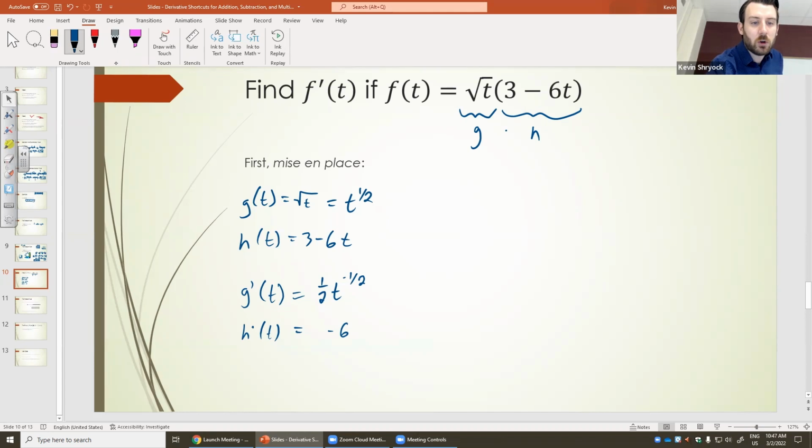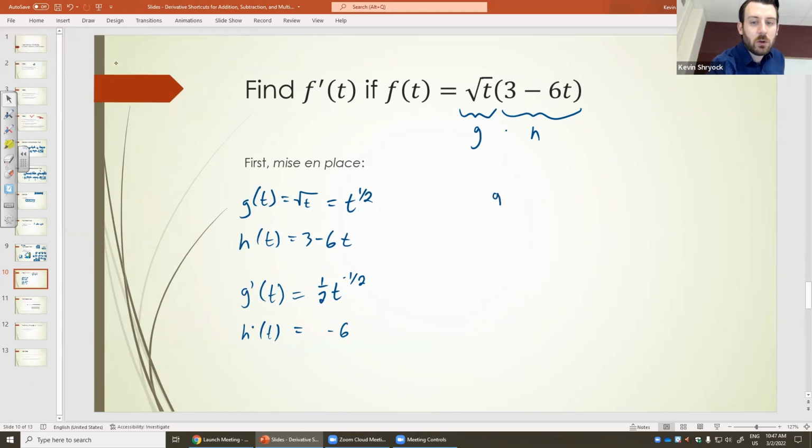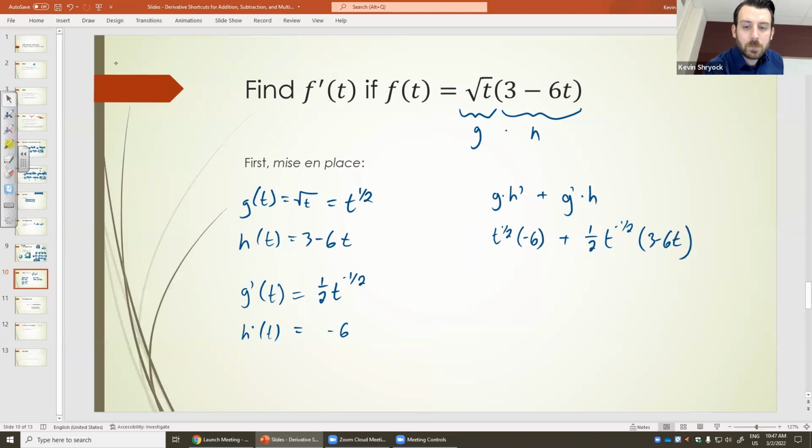So I'm going to first do g times h prime plus g prime times h. And then I've got g as being t to the 1/2. H prime, I just grabbed from what's on the left, -6, plus g prime, which I again grabbed from what's on the left, 1/2 t to the -1/2. And then I've got times h. That's the derivative.